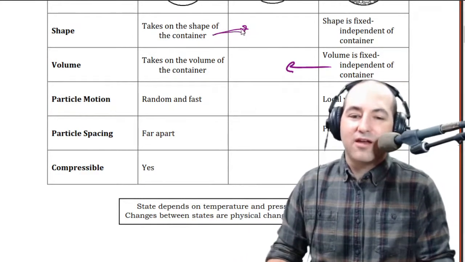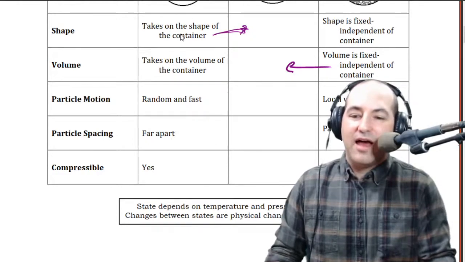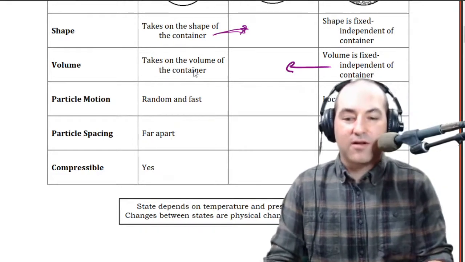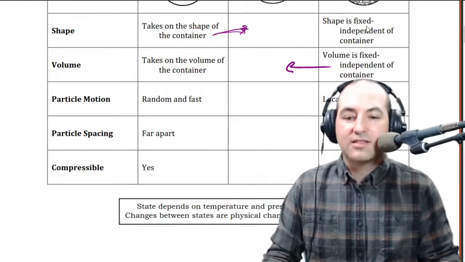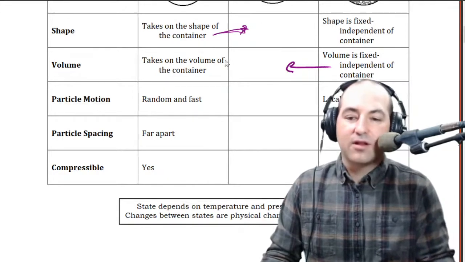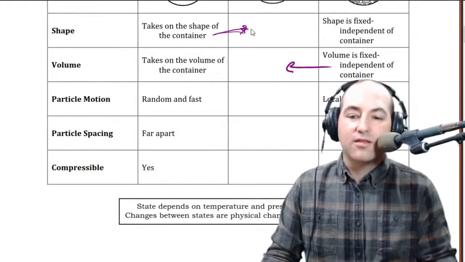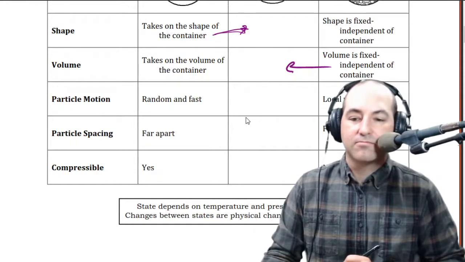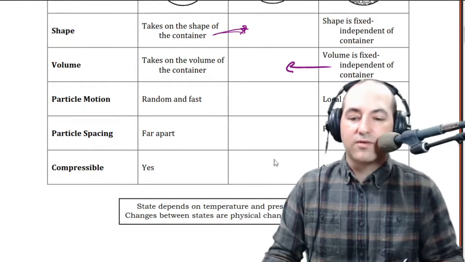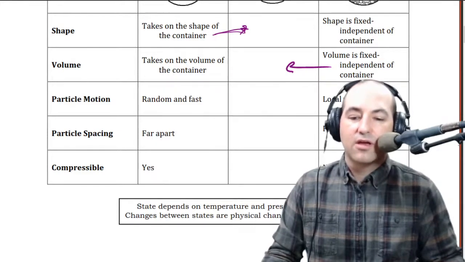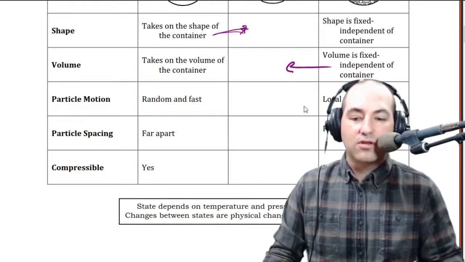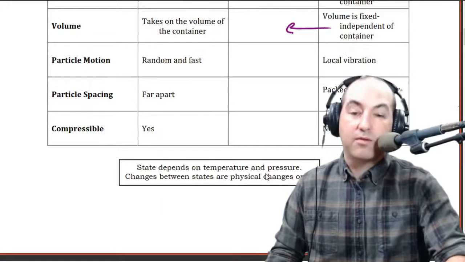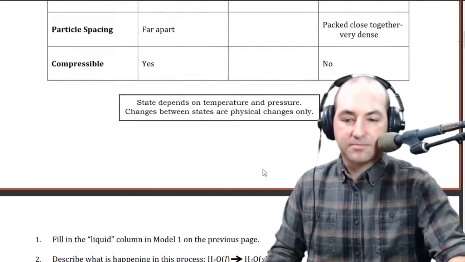So you can see here that a gas takes on the shape of its container and the volume of the container. A solid, both are fixed, but in a liquid, we take on the shape of the container, but we have a fixed volume. So sort of one of each. All right. So we've talked about most of these. I'll leave you to look up the specifics for those, but you can probably figure it out from what we've already said.